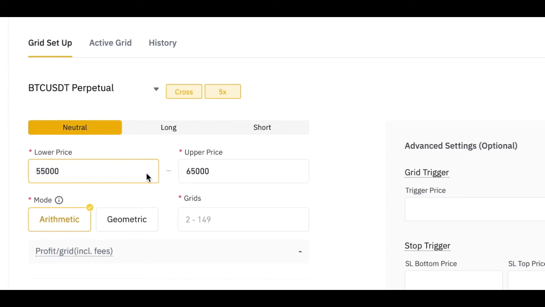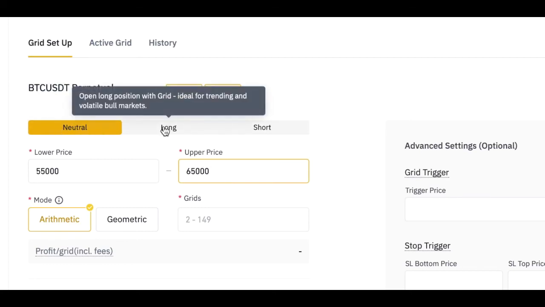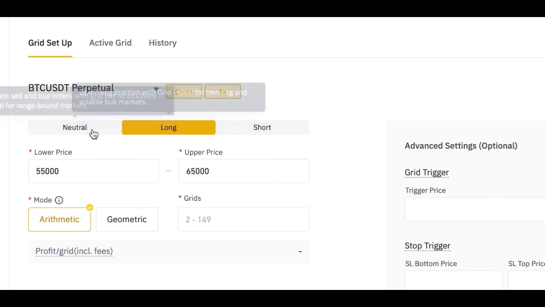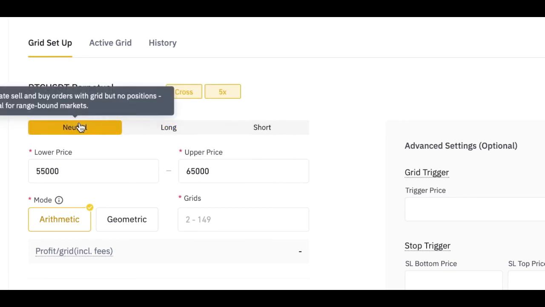Anything above 60,000 is obviously to the upside of the midpoint. It's going to start selling Bitcoin futures for us. You can see you can have a neutral position, or you can go long, or you can actually go short. So I'm going to just click long here. Bitcoin is in an uptrend, so you would do this. You can definitely go neutral as well.